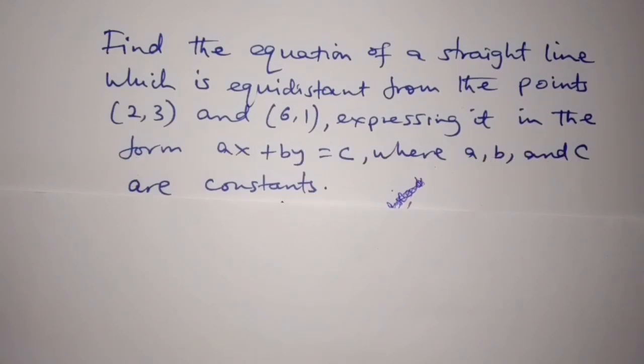Find the equation of a straight line which is equidistant from the points 2, 3 and 6, 1, expressing it in the form ax plus by is equal to c, where a, b and c are constants.